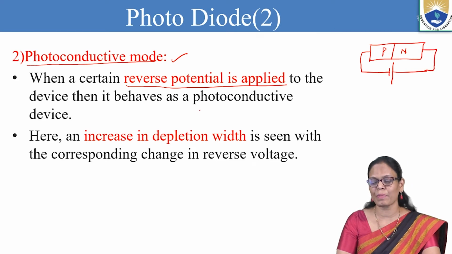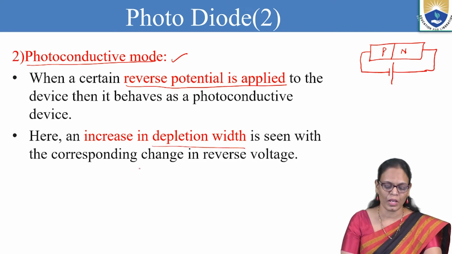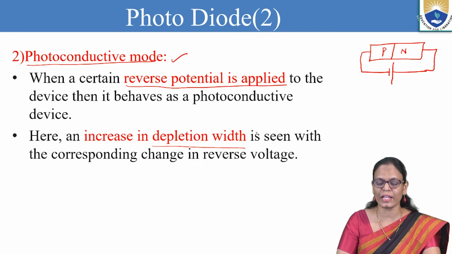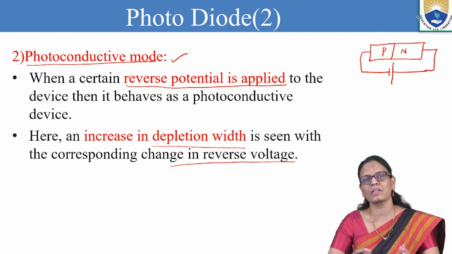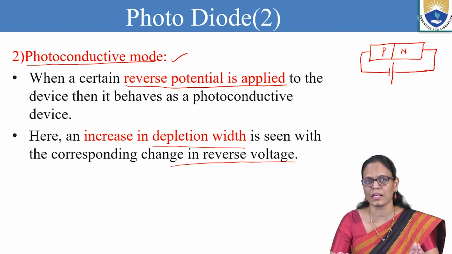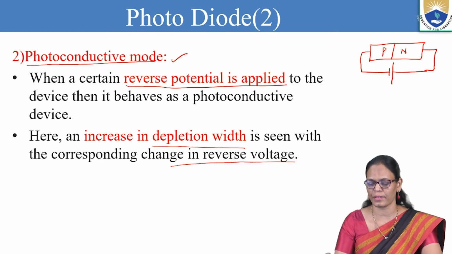So what happens because of this reverse bias? The depletion width increases and it also varies with the change in reverse voltage. As the reverse voltage goes on increasing, the width of the depletion layer also keeps on increasing.